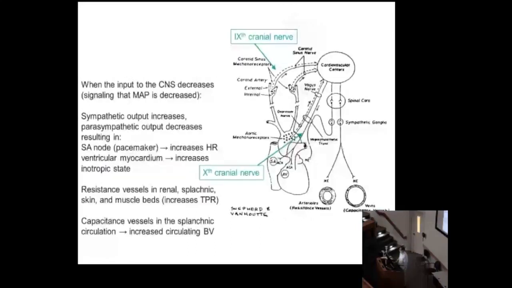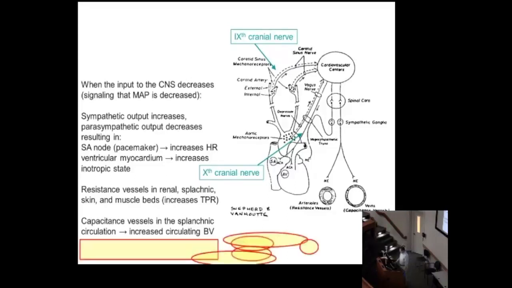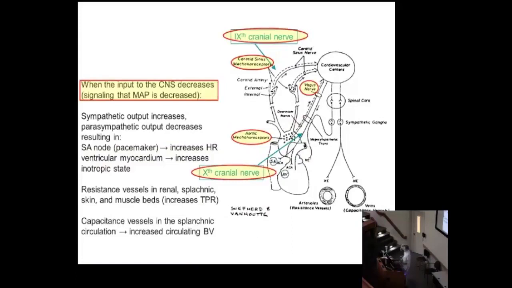Okay? So the vast majority of what we're going to talk about are the baroreceptors and the baroreflex, and this is how it works. So just by review, the mean arterial pressure drops. You have stretch receptors in your carotid sinus and in your aorta, and these detect that drop in pressure.